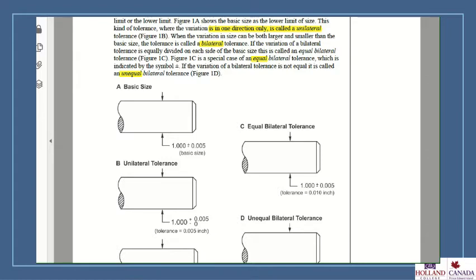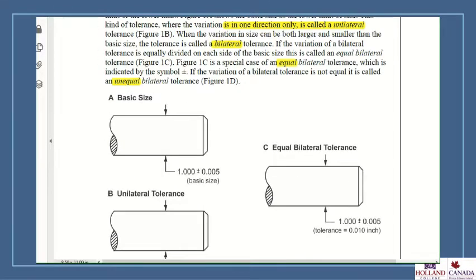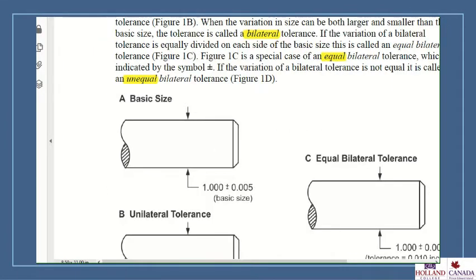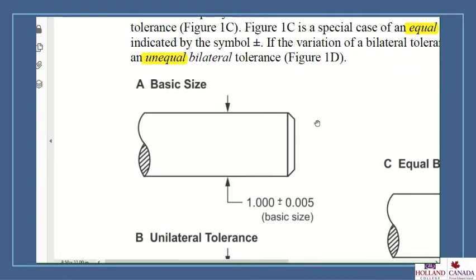Figure 1C is a special case of an equal bilateral tolerance, which is indicated by the symbol plus or minus. If the variation of a bilateral tolerance is not equal, it is called an unequal bilateral tolerance. So let's look at these figures in Figure 1. Okay, so Figure A. This is a basic size callout.